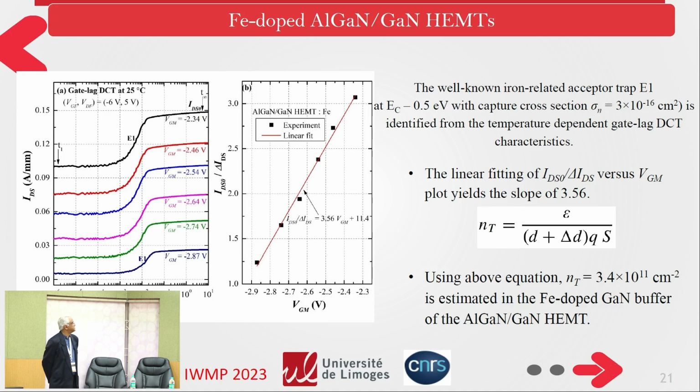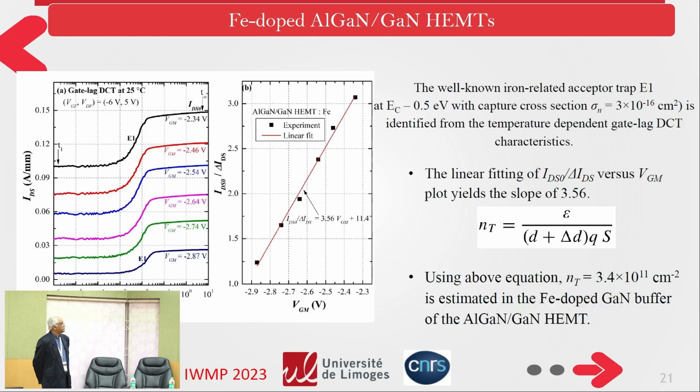The first one is the F-doped AlGaN/GaN HEMT. I already presented that the activation energy of the F-doped AlGaN/GaN is about 0.5 electron volt and the capture cross section is 3e-16 cm². Even with low frequency measurement or DLTS measurement, we have almost the same, but not exactly the same value. So we have already identified this.